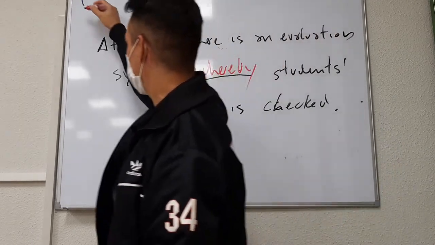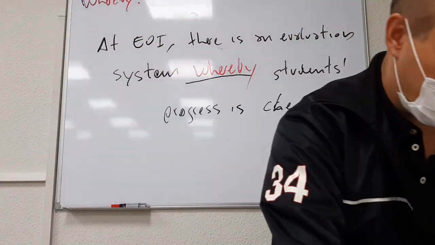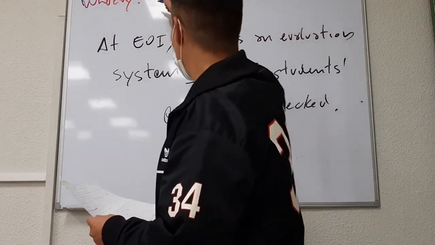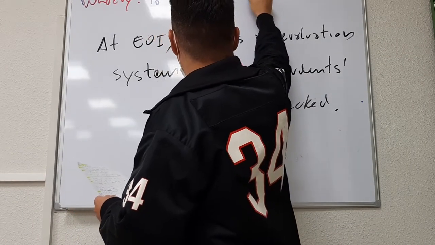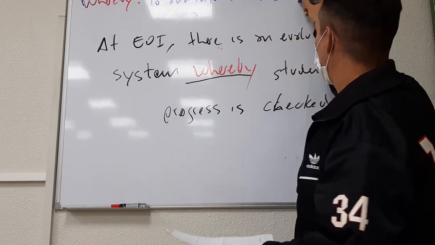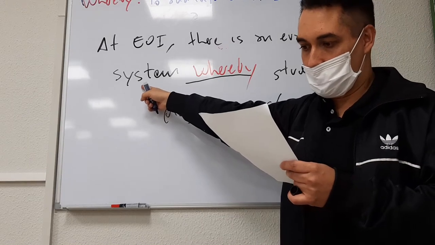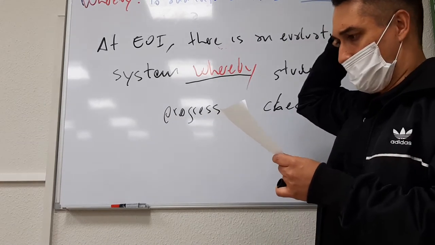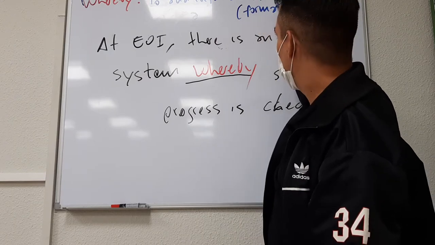Whereby. What is the function of whereby? Come on, you got it. To add info about a method. Yeah, in this case, the method is the evaluation system. And this is formal language.